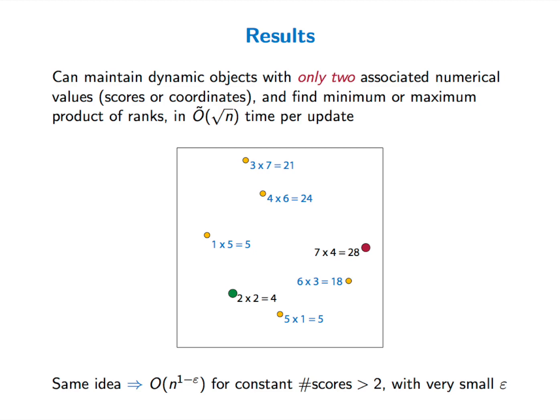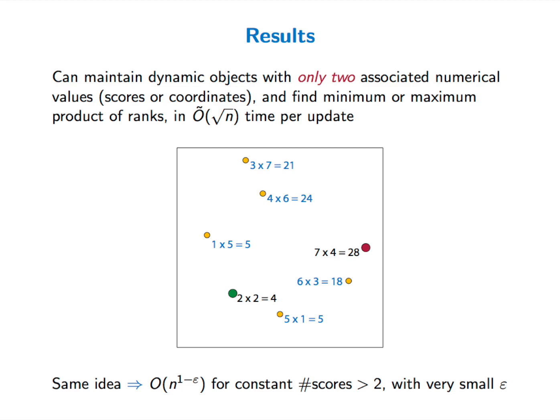Given those two numeric values, we can find the minimum or maximum product of the ranks, according to those two values, for this set of dynamic objects in roughly square root of n time per update. So in the example shown, we have 7 points. Their x-coordinate rankings, y-coordinate rankings, and products are shown here. The green point is the one with the minimum product of ranks, and the red point is the one with the maximum product of ranks.